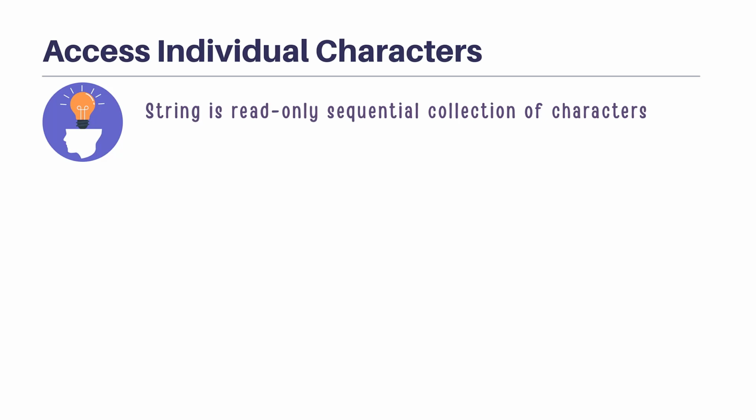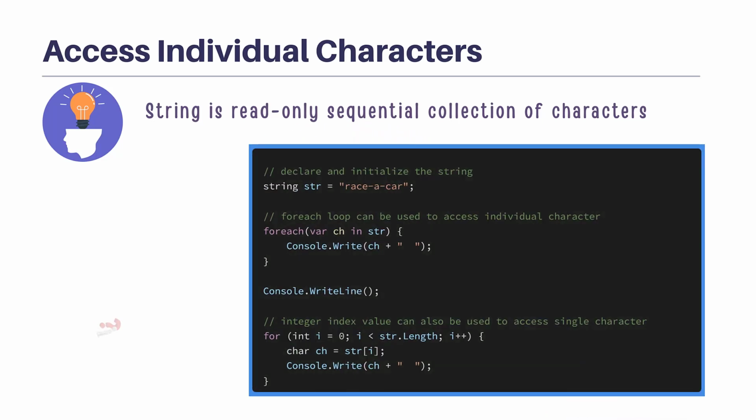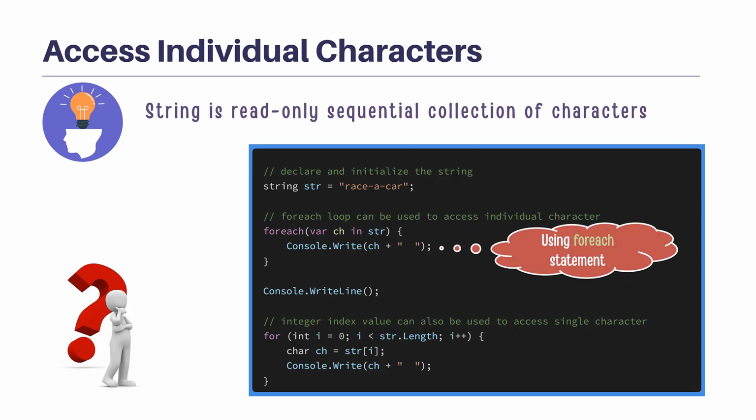Let's have a look at how to access individual characters from a given string. As we know, string is a read-only sequence of characters. It can contain 0 or more characters. So, it is a collection. And because it is a collection, we can use a foreach statement to access individual characters. The variable declared inside the foreach statement gets initialized with a single character from the string, and then that variable can be used for further processing. Once a particular iteration is over, that variable will be initialized with the next character from the given string.